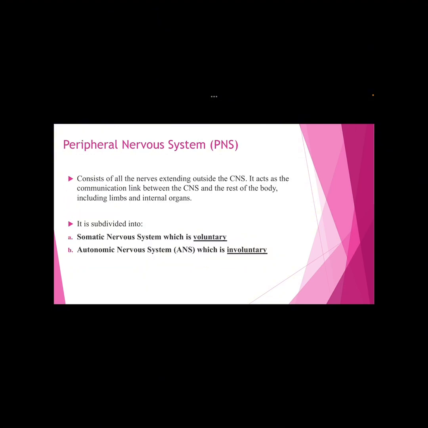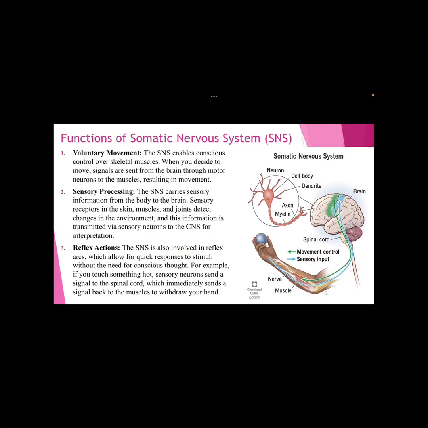Now, the peripheral nervous system, as we said, consists of all the nerves extending outside the CNS. It acts as a communication between the central nervous system and the rest of the body, including the limbs and the internal organs. The peripheral nervous system is divided into two parts, a voluntary part and an involuntary part. The voluntary part is called the somatic nervous system. The involuntary part is the autonomic nervous system. Now we will talk about each.